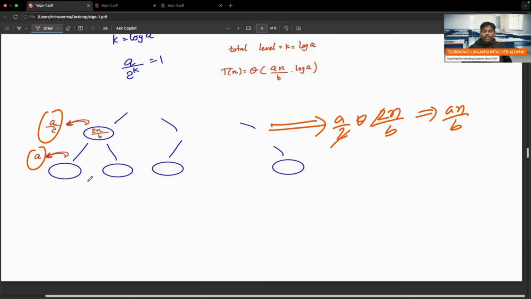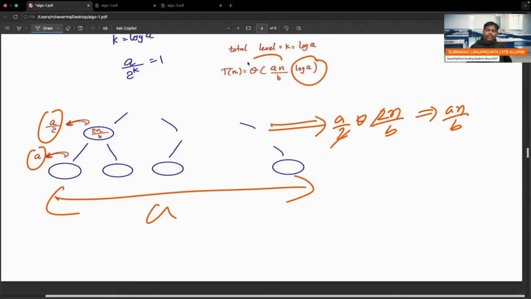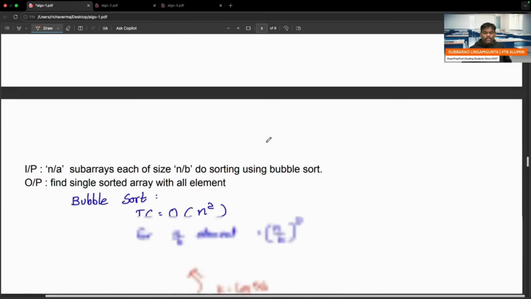How many levels are there? At the bottom level, A groups are there. You are dividing by 2 by 2 by 2, so log A levels. Log A levels, and every level costs A_n by b. So the answer is going to be A_n by b into log A. That's the answer for this.